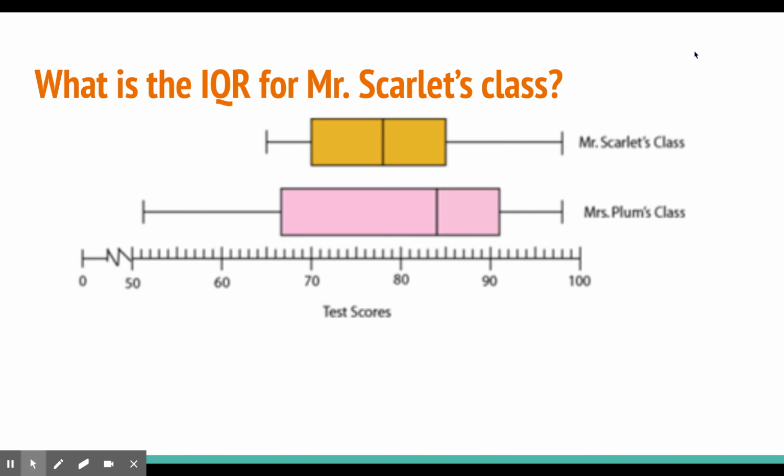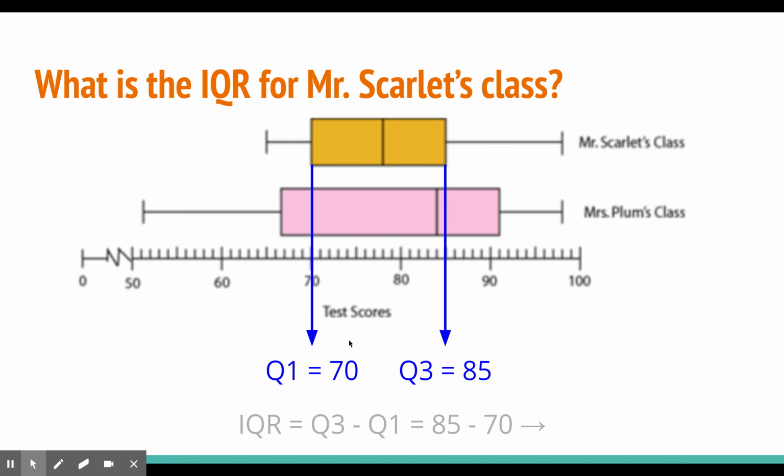All right, so hopefully you calculated it. To me, I think I got Q3 for Mr. Scarlett at 85. It looks like Q1 is at 71. I can't remember. I got it at 70. Never mind. I can't even see. So 85 minus 70, our interquartile range for Mr. Scarlett's class is 15.